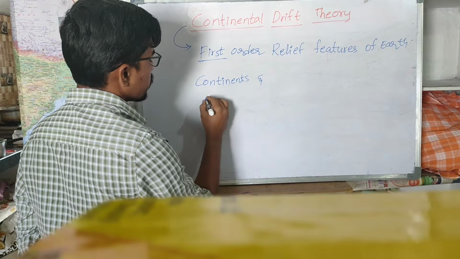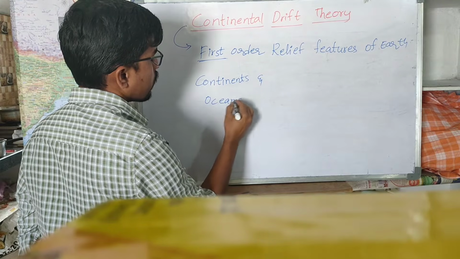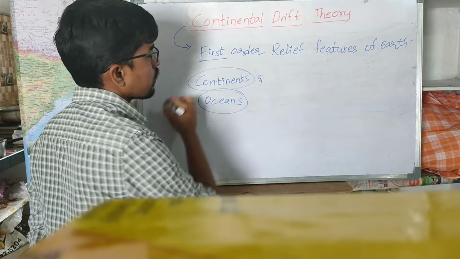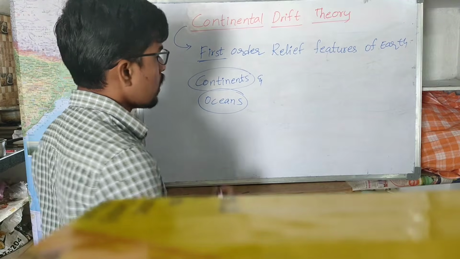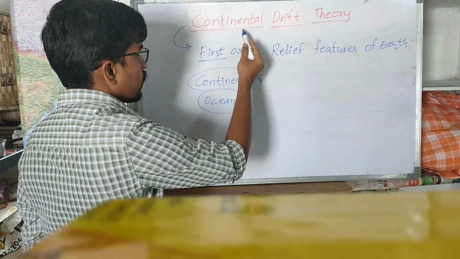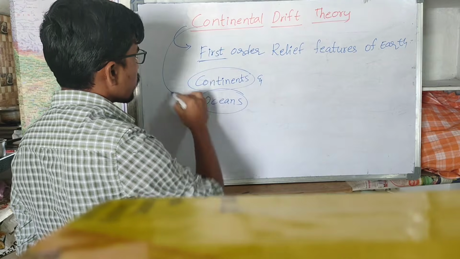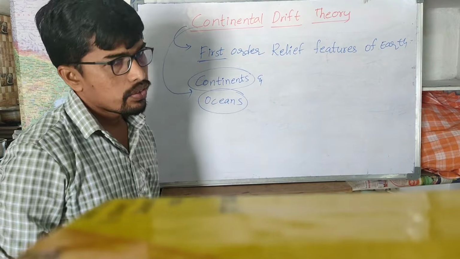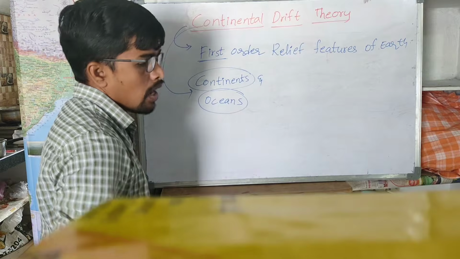and oceans, are formed. These are the basic, first order relief features on the surface of the earth. The continental drift theory deals with the formation of these two, the continents and the oceans.